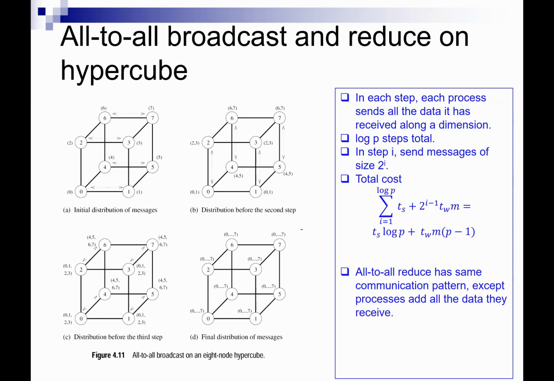And then the all-to-all reduce. All-to-all reduce means that every node starts with a value, and at the end, you want to have every node know the sum of all of the values. You can do this by just having all of the nodes broadcast all their values. So if you do an all-to-all broadcast, then you can get the answer for the all-to-all reduce.